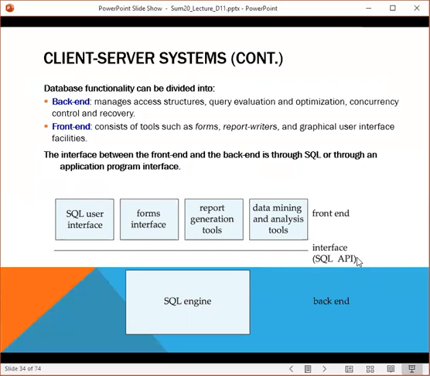Now, you also have the back end, which is going to be used for services like mail or database or some other system level service. The front end, which is going to be on the clients, is going to be things like forms and report writers and graphical user interface facilities. Again, this is another view of what we just looked at in terms of client server.